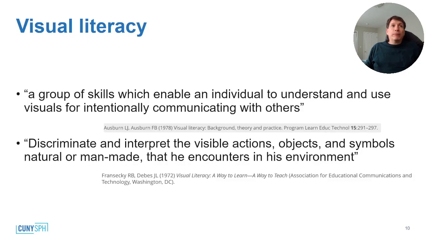And now we are pouring out data, and we are creating visual information. And now the theory talks about a visual literacy. Visual literacy is that group of skills that enable an individual to understand and use visuals when we want to communicate intentionally with others.